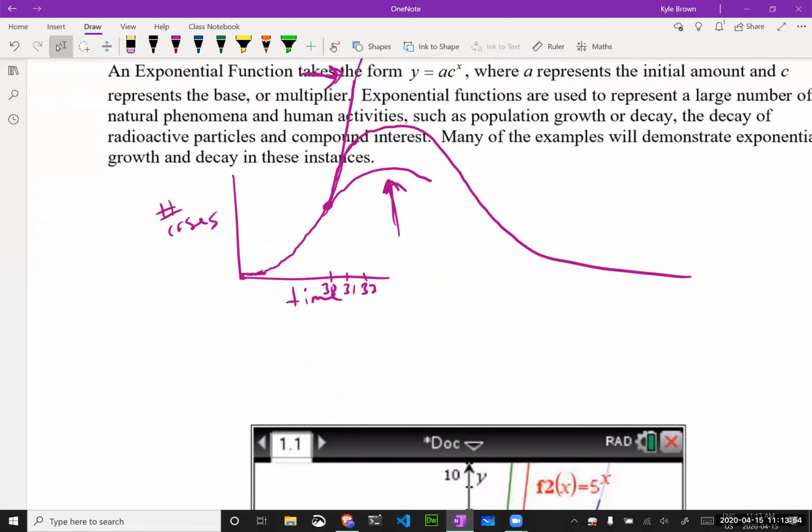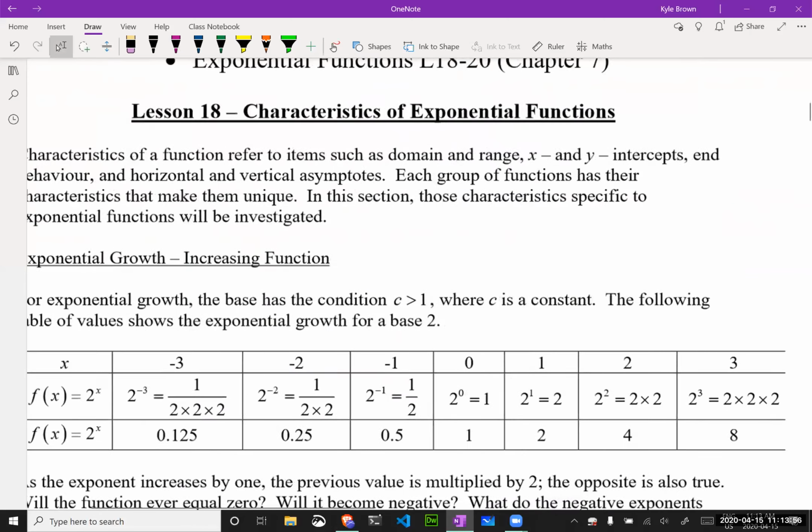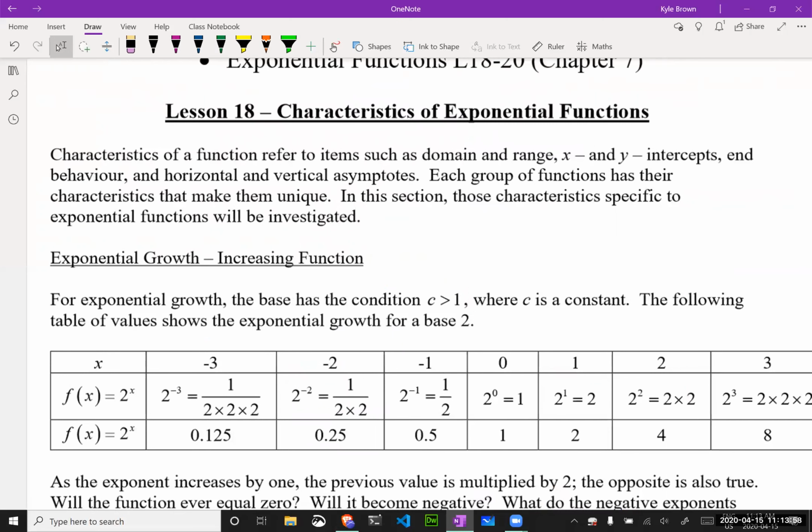So, okay, so characteristics of exponential functions. All right, so here's the idea. So it's all going to be based on this equation. This is on your formula sheet. Y is equal to a and then c to the power of x, where c would be, well, we'll talk about this in a second.